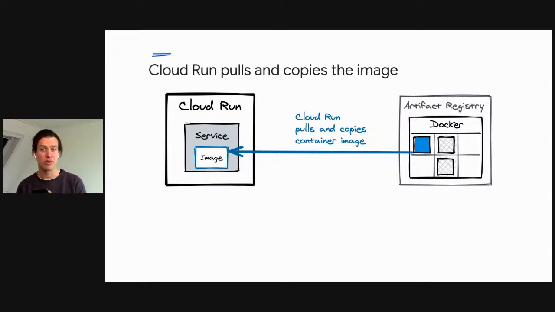And also, because Cloud Run copies the image, you won't get into trouble if you accidentally delete an already deployed container image from artifact registry. So Cloud Run makes a copy to ensure that it will work and that it performs well.